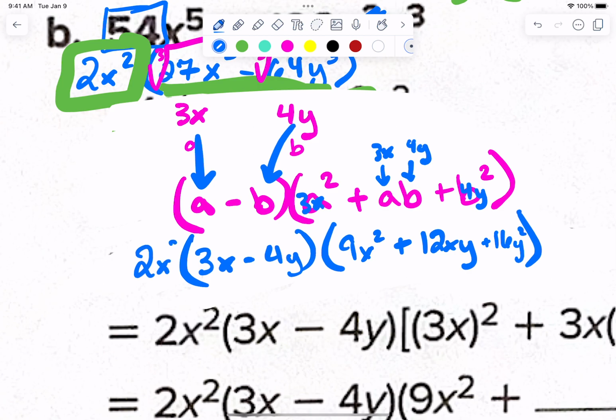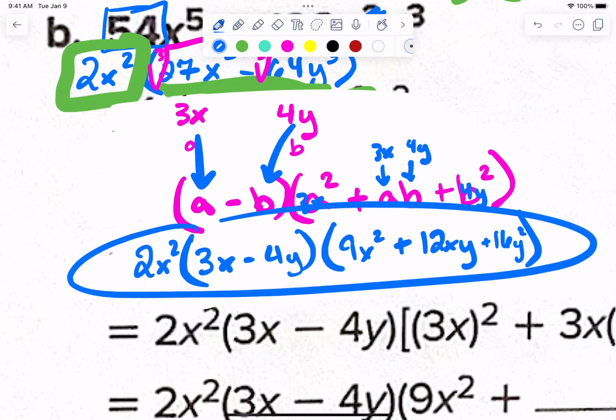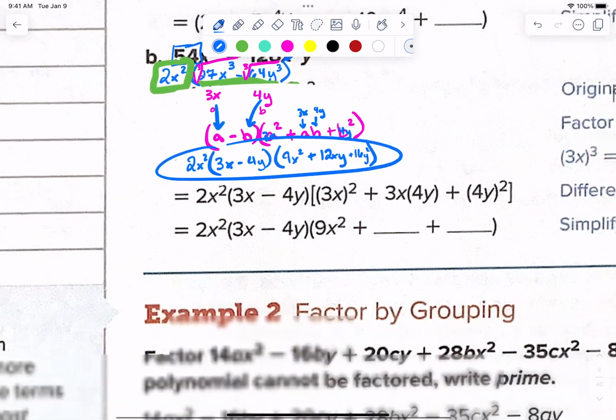Don't forget about your 2x squared. He needs to be on the front. Aha! There he is. So there he's broken down. Got it? Happy with that? Okay, all right, let's see what else we got.